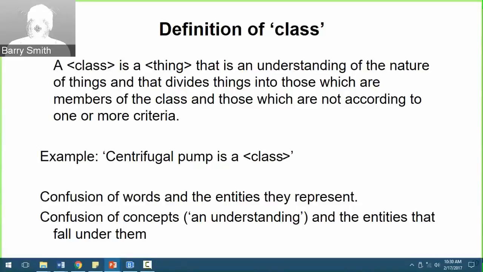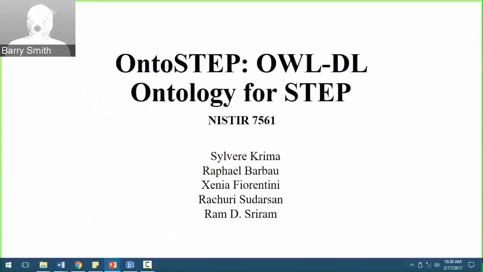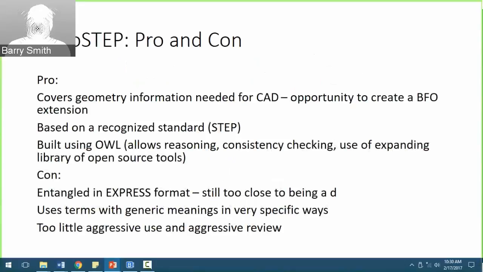There is a confusion here between words and the things they represent. And this is characteristic of very many early approaches to designing ontologies. And it's a characteristic which goes hand in hand with the use of EXPRESS as a tool for designing an ontology. And the problem with OntoSTEP is that it grew out of STEP, and STEP was formulated using EXPRESS.